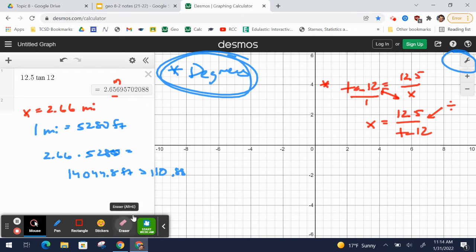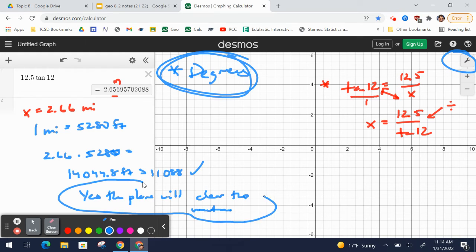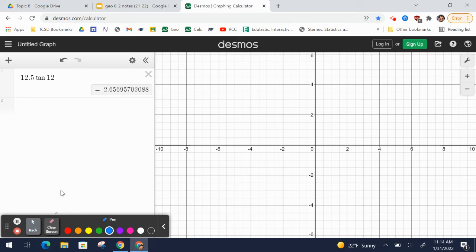Jeez, oh Pete. I tried to make the shortcut, but I put the comma in the wrong spot. 11,088. So because that is greater, we are good to go. Yes, the plane is going to clear the mountain. Yes. The plane will clear the mountain. Cool. So that's using trig to find a missing side length. Okay. All right, now let's take a look at using trig to find angle measures.